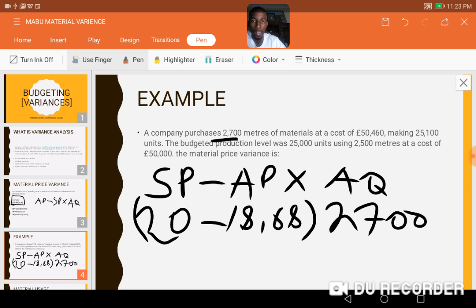2.7. This is where they say the company purchased 2.7 of material at this cost, which means it has already purchased, not that it intends to purchase, not what it expects to purchase, but that it purchased that much. Therefore, it's going to be 2.7. So 20 minus 18.6888 equals 1.31111. Then you multiply by the actual quantity.